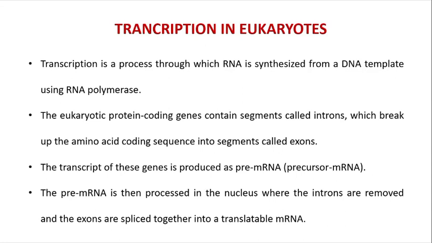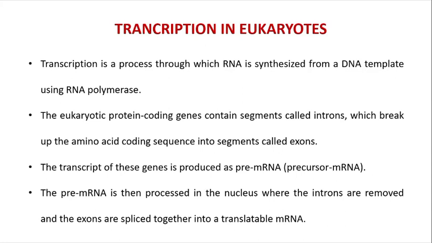The eukaryotic protein coding genes contain segments like introns as well as exons. Exons are actually coding sequences. Introns are non-coding sequences. Here, in the eukaryotic cell, this gene structure has both introns and exons, but in a prokaryotic cell, there are no introns.